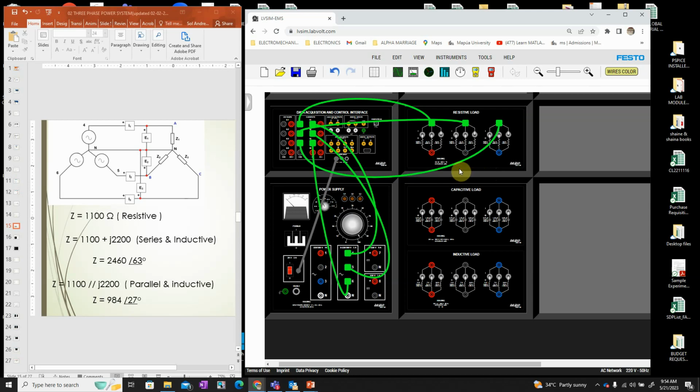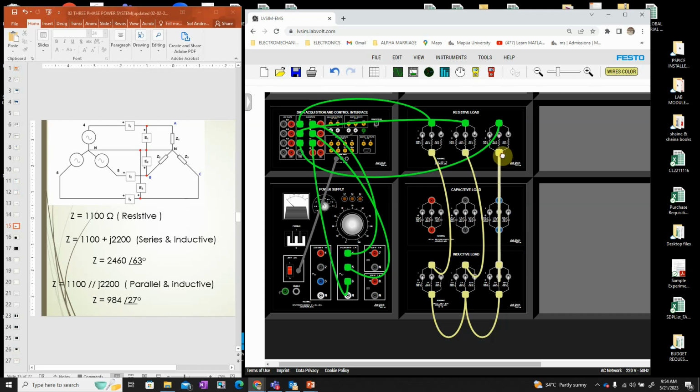Neutral. So I'm going to bring the neutral here, right? This will now be the neutral, and I'm just going to connect this one with this resistive load. They are now in series with this resistive load. What about the neutral? The neutral here has to be connected now here. This is the series connection of 1100 plus 2200. Where is 2200? Which is this one, this second toggle switch, right?